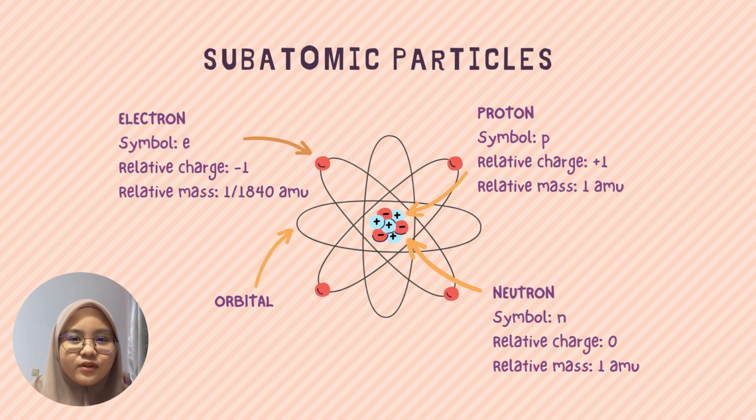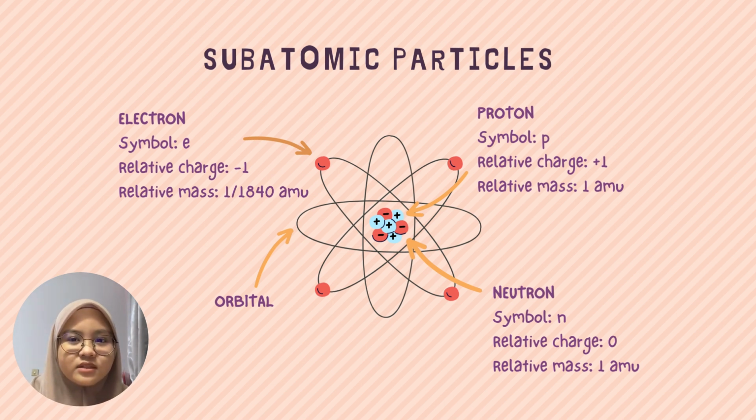Next, we have neutrons. Neutrons are electrically neutral particles also located in the nucleus of an atom. Unlike protons, which are positively charged, neutrons carry no electrical charge. They have a mass similar to protons, approximately 1 AMU. Neutrons play a vital role in stabilizing the nucleus of an atom and influencing its stability and radioactive properties.